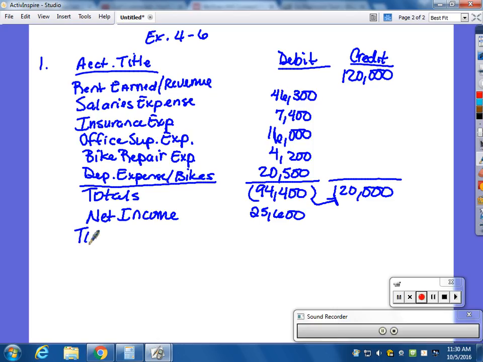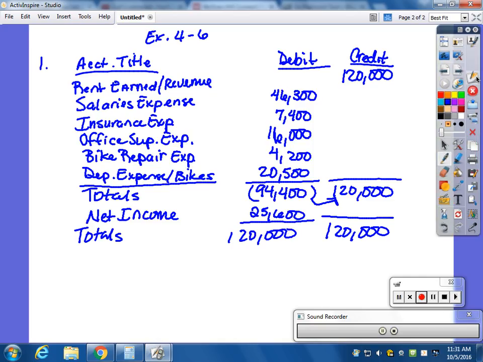Ultimately, the totals, if you do this, should balance, right? So that was just part one. The second part wants you to do what? The closing entries.